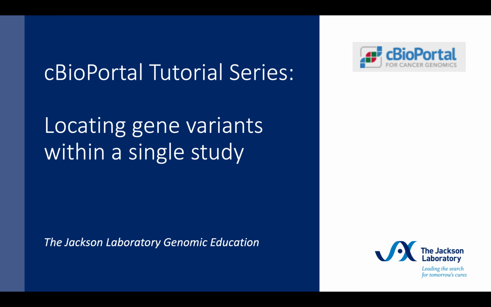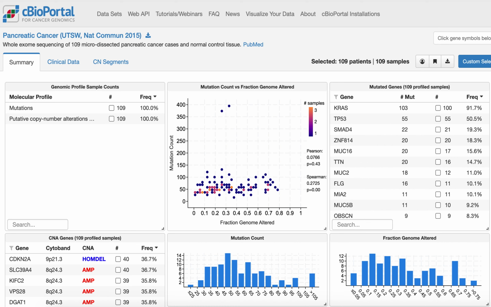This video will show you how to locate the names of the genes found to be mutated, also called gene variants, within a single study on the cBioPortal. Because the cBioPortal is a database for cancer genomics data, the studies include data on gene variants identified in the patients within the study. In other words, this is a list of which genes were found to be mutated in the cancer tissue of the patients included in the study.